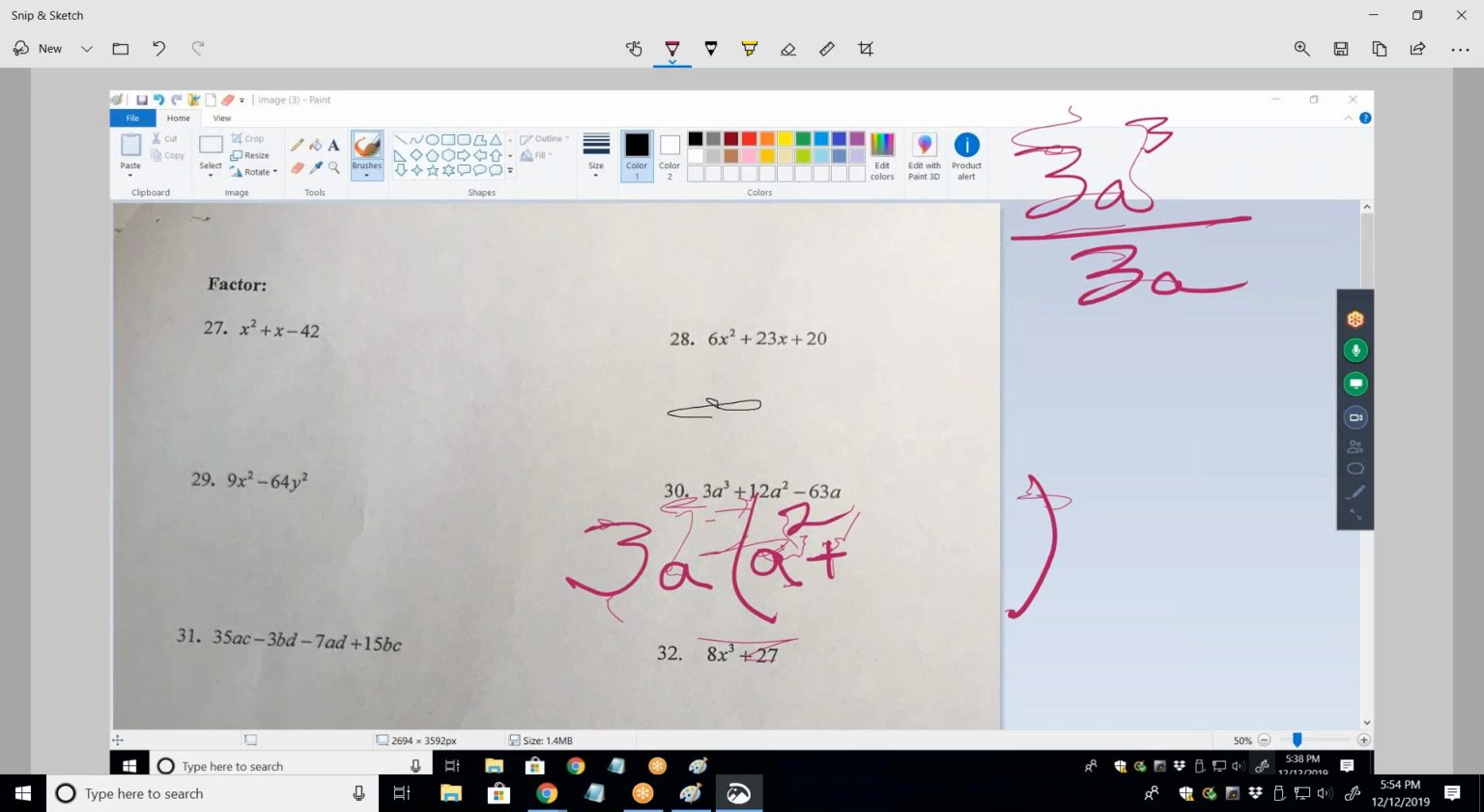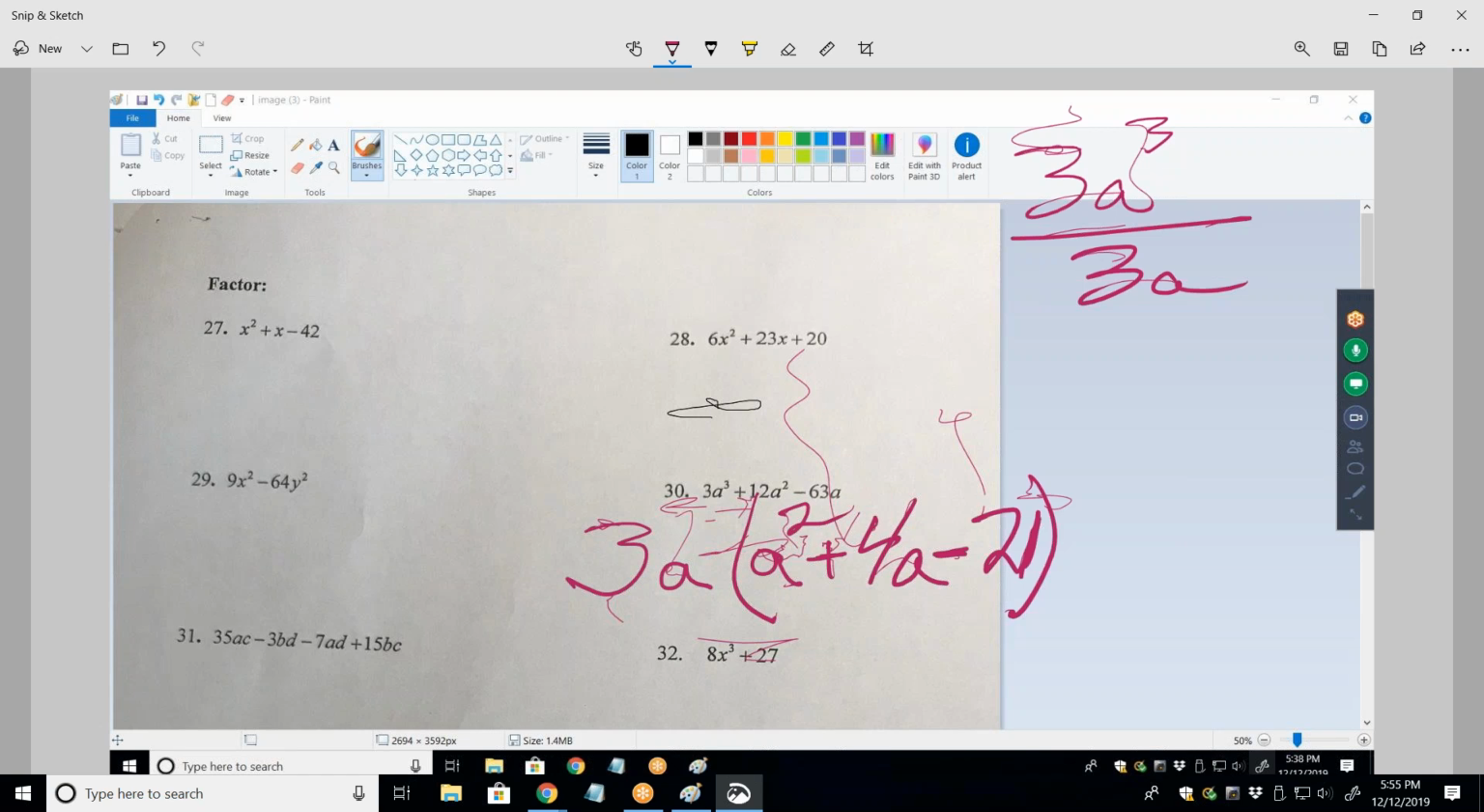Divide 12a squared by 3a. 4a. And finally, the last term, 63a divided by 3a. 63 divided by 3 is 21. Yeah. And what letter goes with it? A. Nope, just 21. In other words, 63a divided by 3a is just 21. Okay? Now notice what happened.